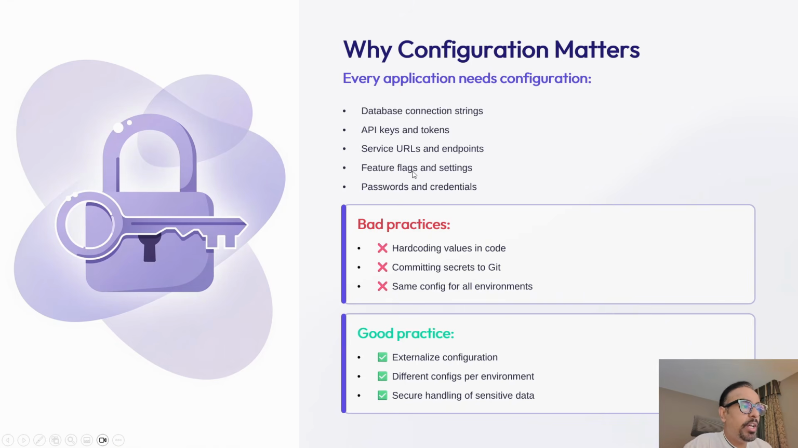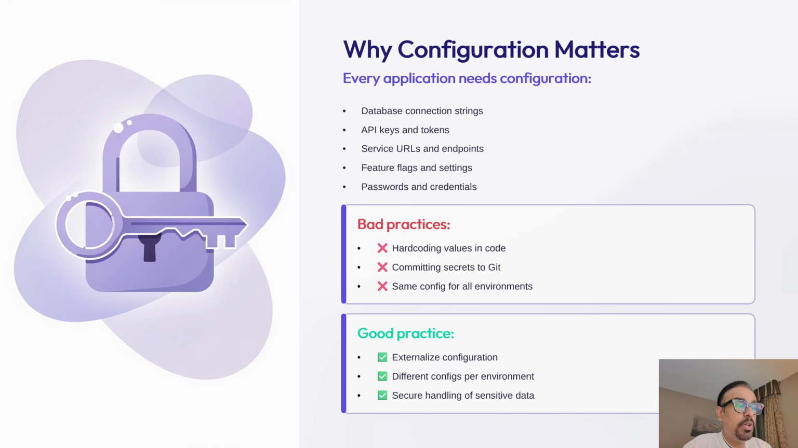The wrong way to handle this is hard coding the values directly in your code. Imagine you hard coded your production database password in your application code, and now that password is in your Git repository forever, visible to anyone who accesses that Git repository. Even if you delete it later, it's still going to be there in Git history. And if you use the same configuration for all environments, your development database might accidentally connect to production, which is going to be a disaster.